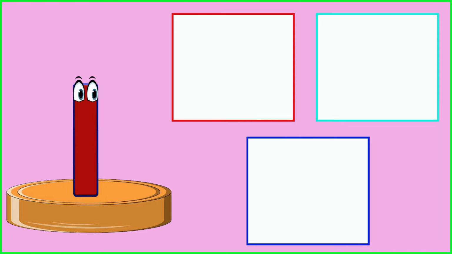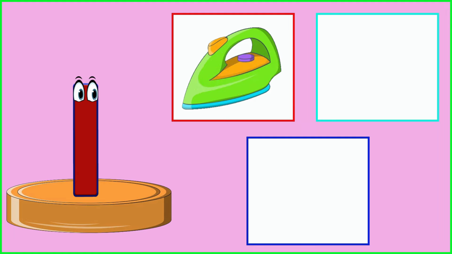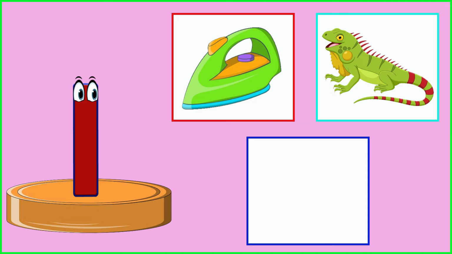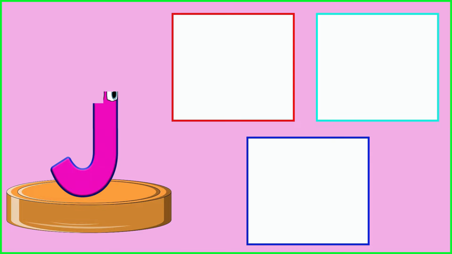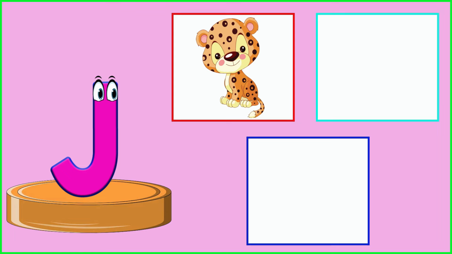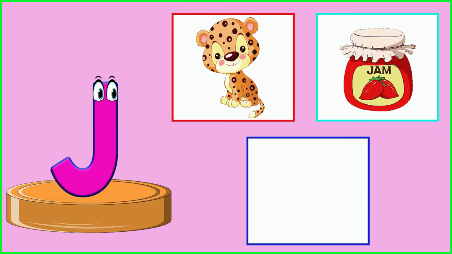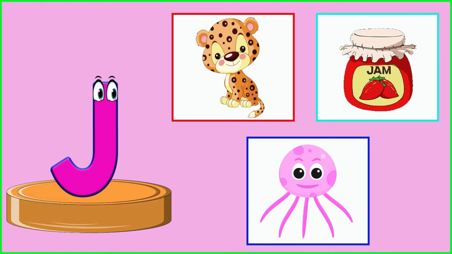I. I is for iron. Iguana. Ice cream. J. J is for jaguar. Jam. Jellyfish.